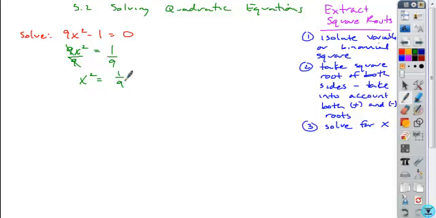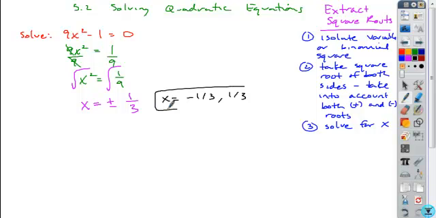Once I get my variable completely isolated, I'm going to extract the square root. Extracting the square root means that we take the square root of both sides, and you have to take into consideration both the positive and negative root. You have to consider the plus and minus. The square root of 1 is 1, the square root of 9 is 3, and so there's your answer. X is equal to, you'd still write it smallest number first, followed by the larger number, -3, and then +3.